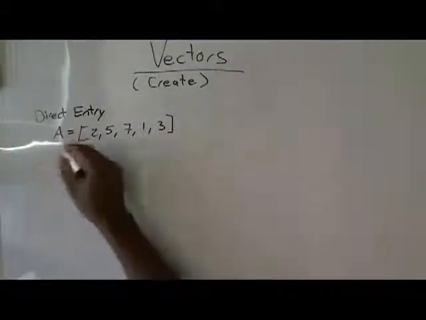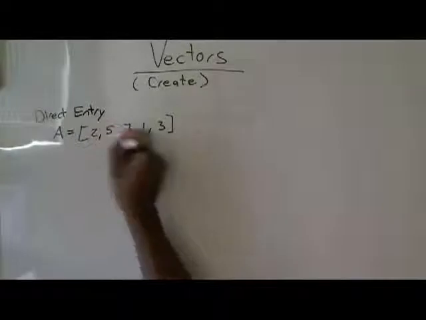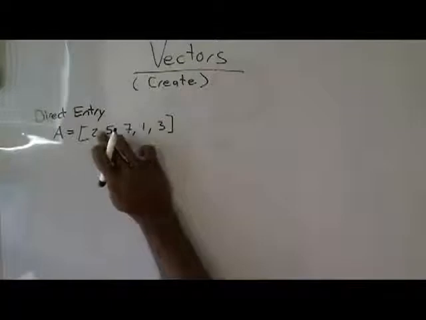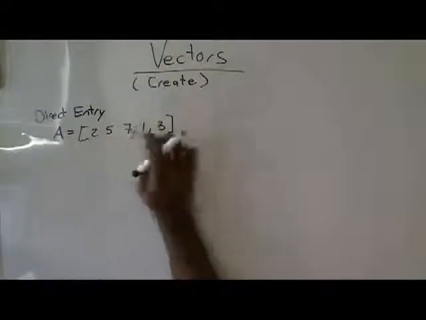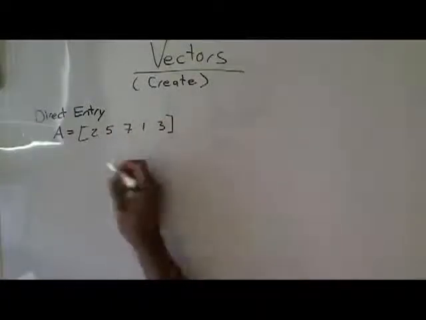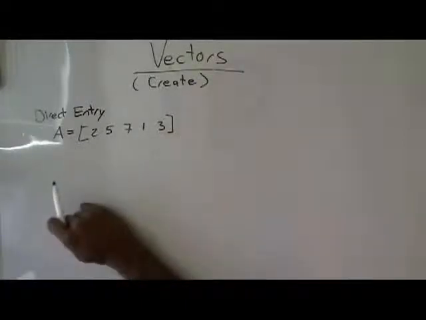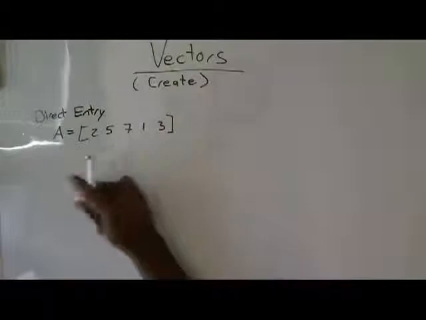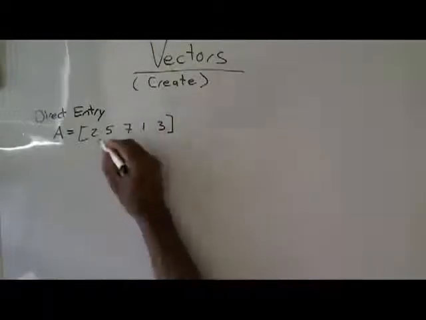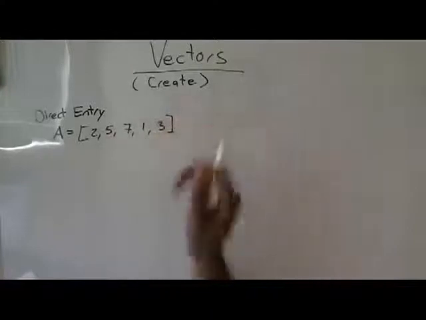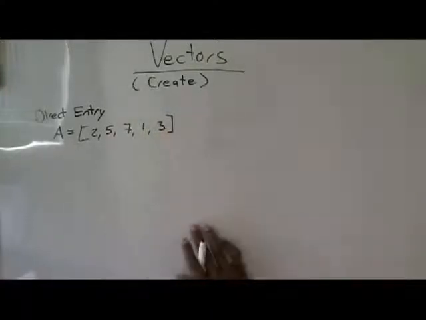MATLAB is smart enough that you don't need to put the commas in. If you put spaces in there, you could define your vector just by doing 2 space 5 space 7 space 1 space 3. It's just that when I write it down, I usually put the commas in to avoid confusion. That way it's understood what the values are and you don't get them mixed up. So that's the direct entry way.